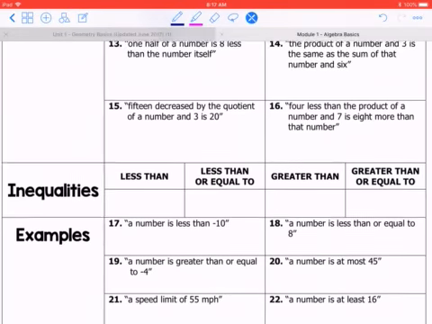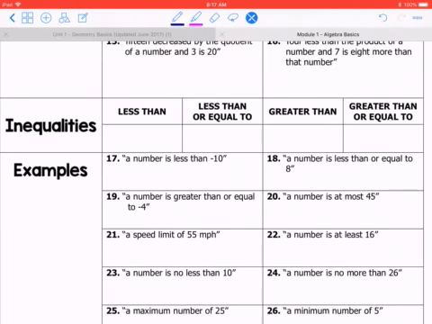Let's jump down. Let's look at our inequality symbols. So less than, hopefully we know this, the less than symbol looks like this. Less than or equal to, you have the line underneath it. Greater than symbol, greater than or equal to symbol, all right?